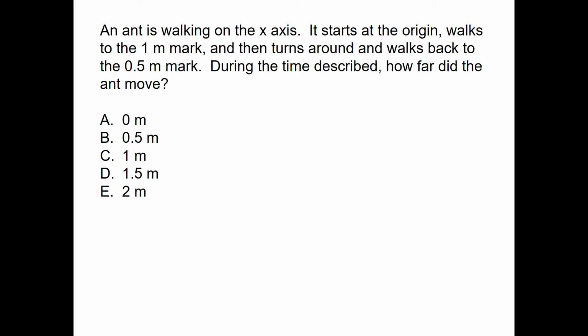Let's start out with a preliminary question. An ant is walking on the x-axis. It starts at the origin, walks to the 1 meter mark on the x-axis, and then it turns around and walks back to the 0.5 meter mark, halfway back to where it started. During the time described, how far did the ant move? If we were in class doing this, I would have you hold up what I call voting cards, and you would vote A, B, C, D, or E: 0 meters, a half meter, 1 meter, 1.5 meters, or 2 meters. So think about how you would answer this.